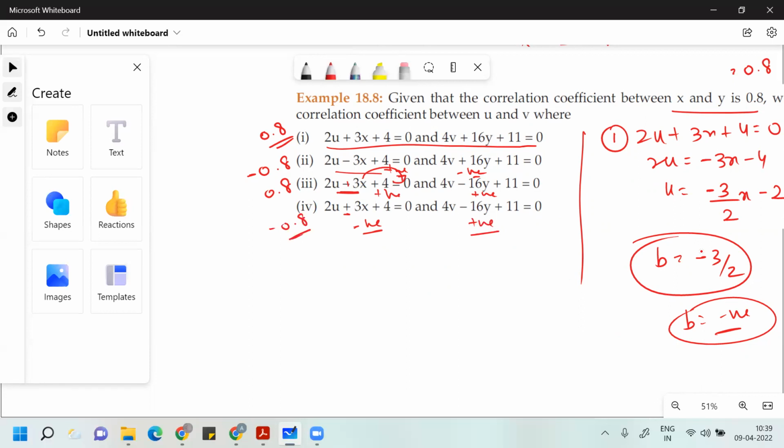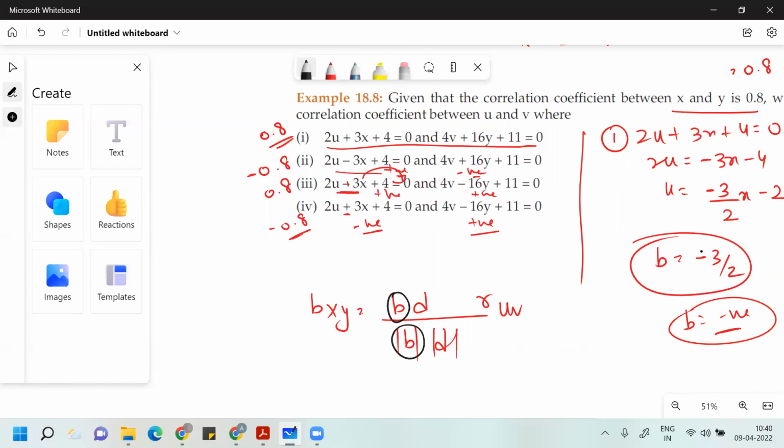Simple, guys. I hope you are getting it. If you pay attention, R of XY, this is the formula, B into D by modulus of B modulus of D into R of UV. Understand that this is B also, this is B also, so anyway they will cancel. The only thing is that if B is positive, then modulus of B would also be positive, so when it gets cancelled it becomes 1. Similarly, if B is negative, the modulus of B would be positive, so negative divided by positive would have been minus 1.